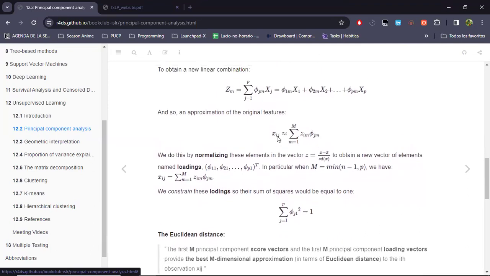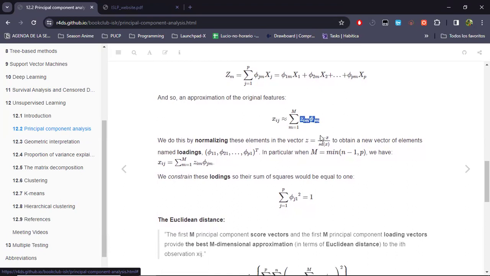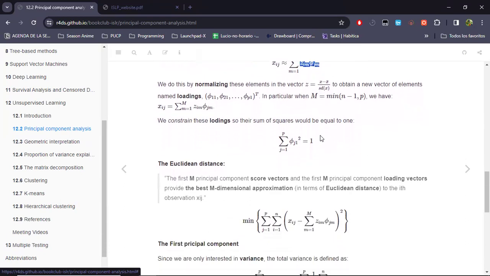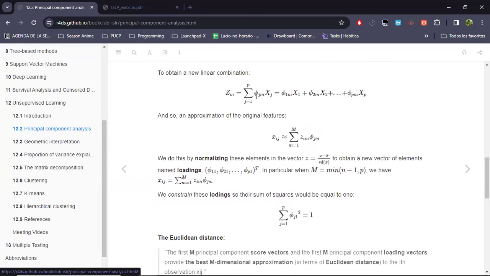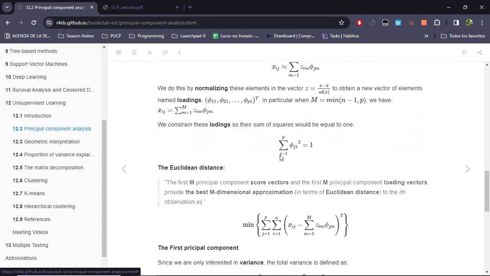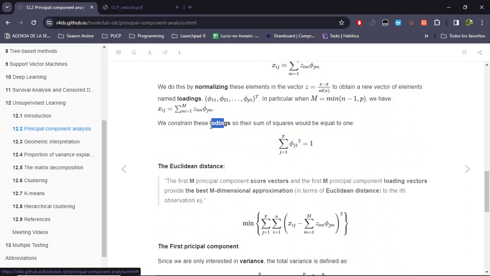So this is a representation of our observation. The initial observation is being projected into a lower dimensional space, in this case of m dimensions, via this linear product with a unitary norm vector. And there are also these phi terms, these weights that are given to the initial features. They are called loadings.